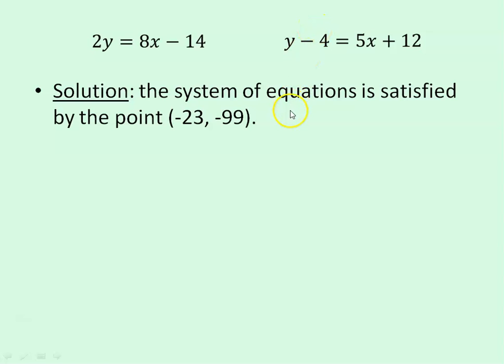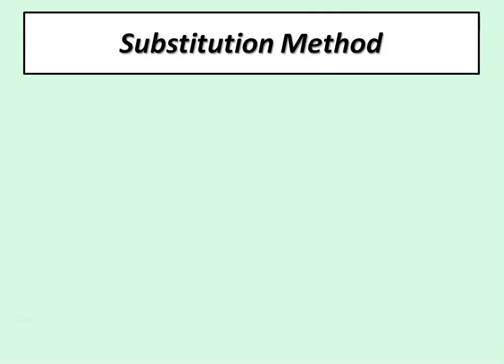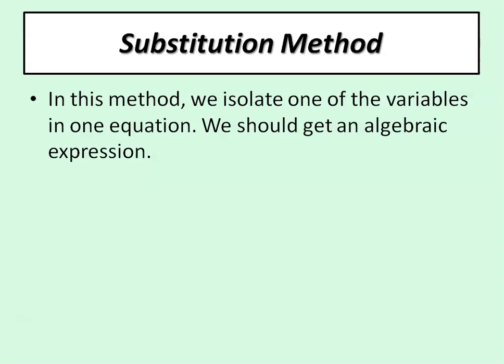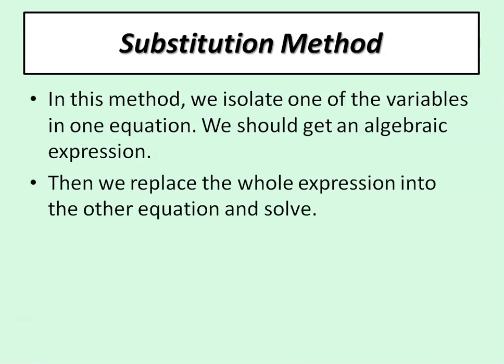If you want to pause and give that a try, I encourage you to do so. There's a second method as well called the substitution method, and it's very similar, but a little bit different. I'll explain how. So in this method, all you have to do is isolate one variable in one equation. It doesn't have to be y, and it does not have to be in both. So when you isolate that, you'll get an algebraic expression, and what you do is take that entire expression and plug it into the other equation.